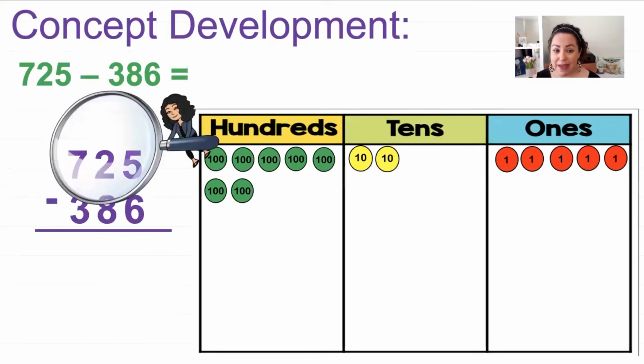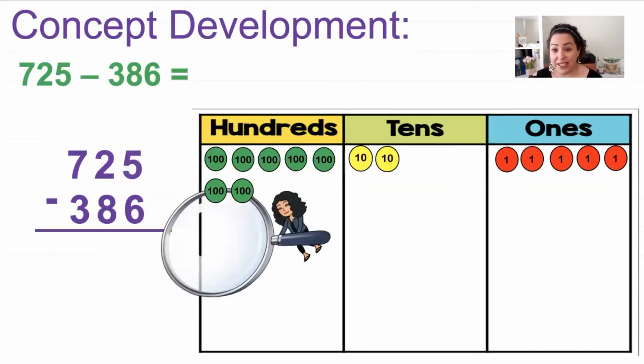Okay, let's get my magnifying glass and investigate. I have 5 ones, and I need to take away 6. More on the top or more on the floor? More on the floor, so I'm going to have to go next door. Now let's look at our tens. I have 2 tens, take away 8. More on the top or more on the floor? More on the floor. I'm going to have to go next door again. And our hundreds, I have 7 hundreds, take away 3. I can do that. So it looks like I'm going to have to unbundle a 10 and a 100. So let's go ahead and get started with that.